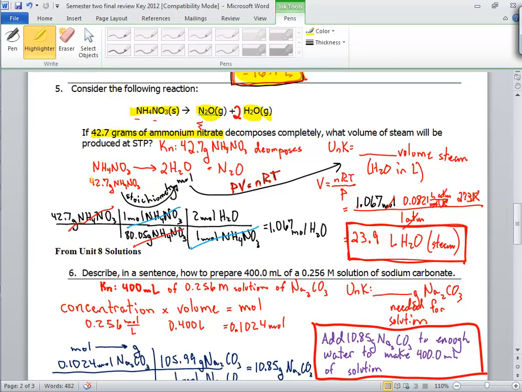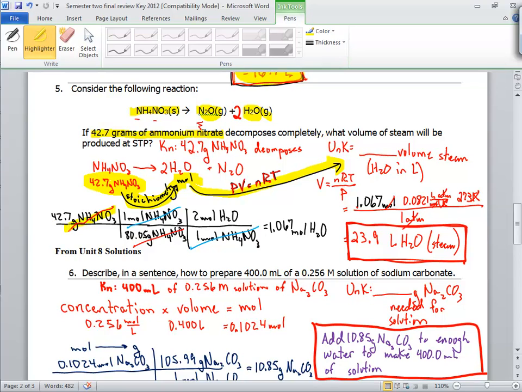But to get to volume, I'm going to start with my known here, and I'm going to do a little stoichiometry. And once I do stoichiometry, I can get moles of water, and I can take moles of water and put it into PV equals nRT to get the volume of the steam. Does that make sense? So let's do that.